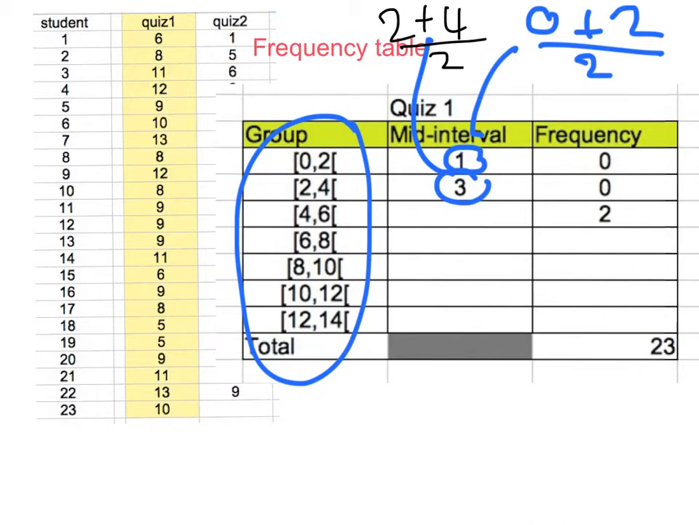And so we can fill this in. The mid-interval for the next one is 5. The next ones are 7, 9, 11, and 13. And then we look at, for example, between 4 and 5, how many of them actually, frequency is the number of times this number shows up in your data. For example, here 5 shows up twice, so it's 2.